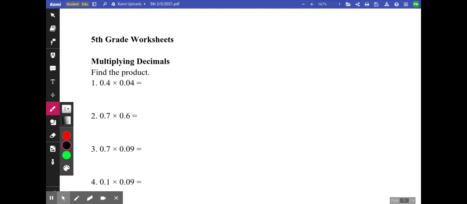Hello. So today for our fifth grade worksheets, we are going to be starting off with multiplying decimals. So to give a quick explanation slash overview on how to multiply decimals, what you basically do is just multiply the numbers, ignore the decimals for now, and after you get your whole product, you're going to count how many decimal points there are in total between the numbers, and that is how many times you're going to move to the left for your product. So it sounds a little confusing.